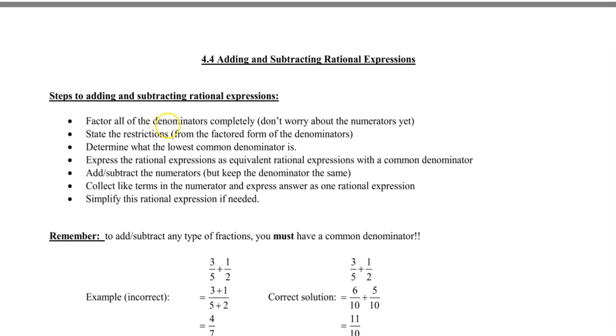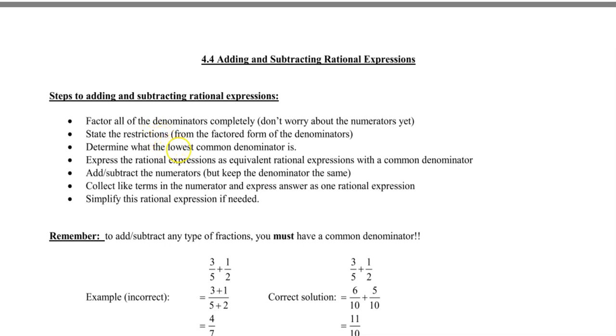So factor all the denominators completely. Don't worry about the numerators yet. If you see a plus or minus, then you know you want to factor denominators, and not numerators. If you're multiplying, dividing, or simplifying, then it's factor all numerators and denominators. Once the denominators are factored, state the restrictions from the factored form.